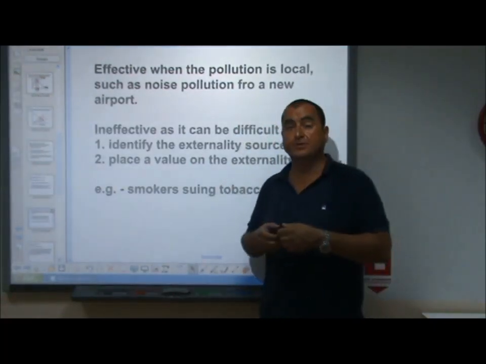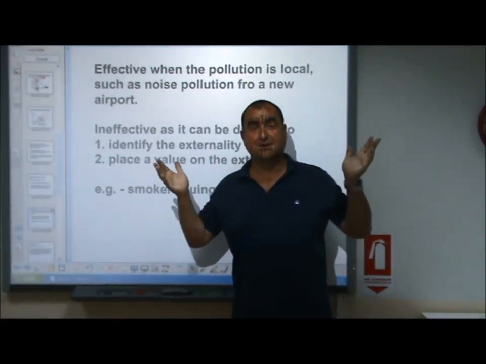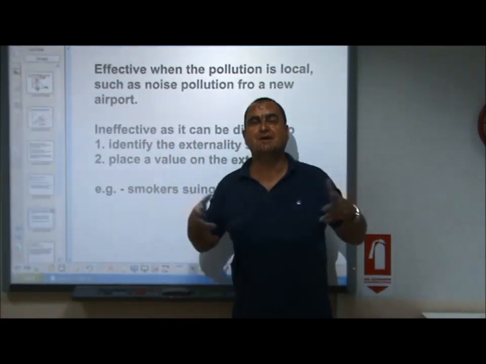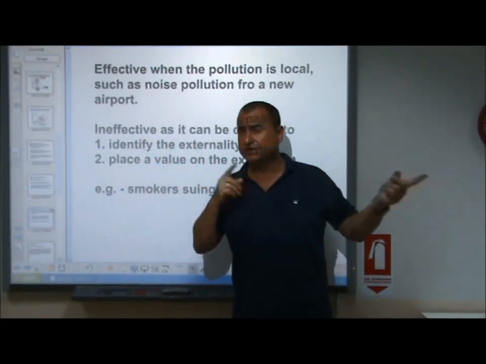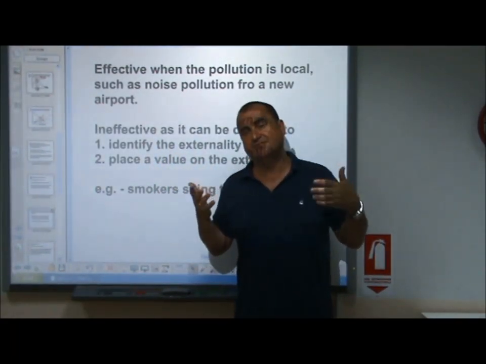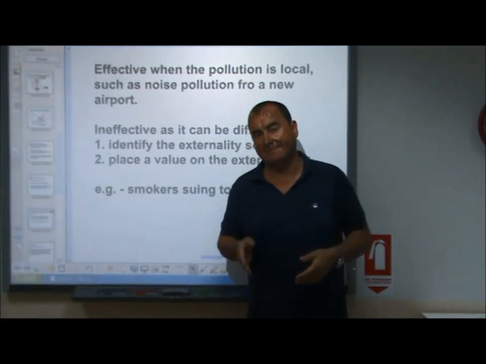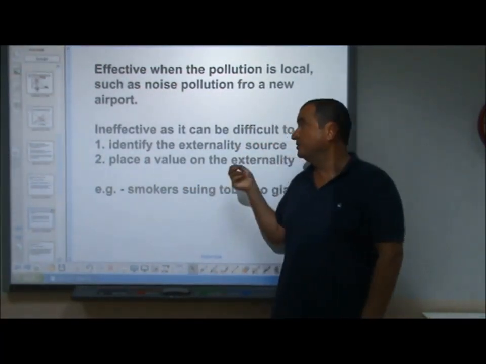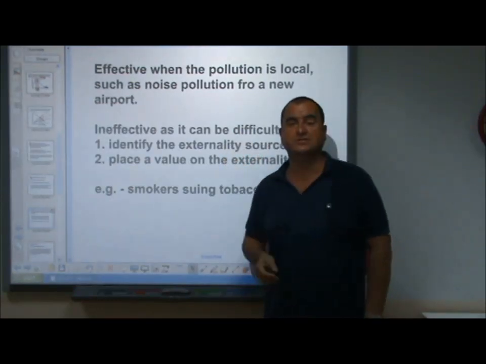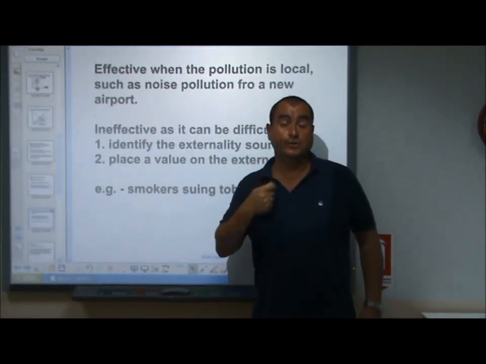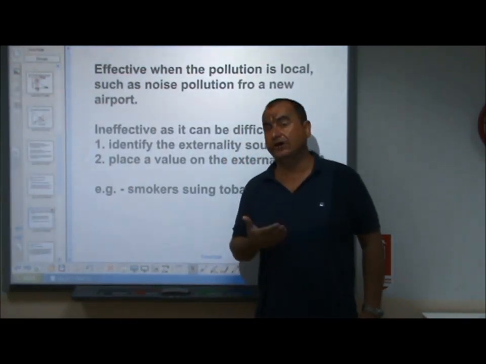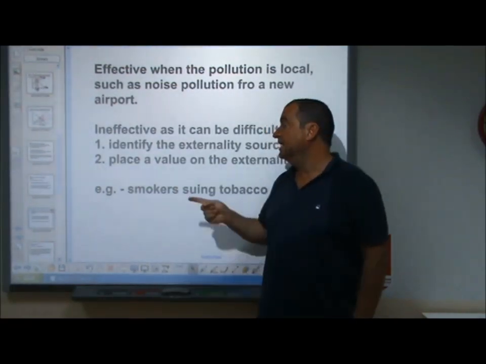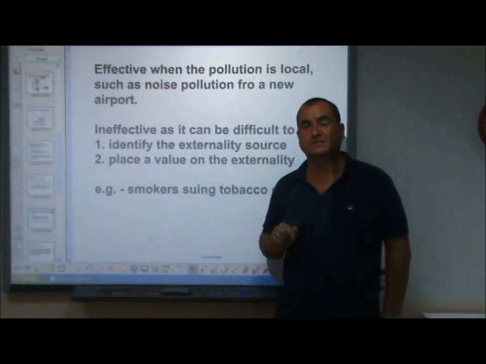Of course, very often pollution may come from other areas, or other atmospheric pollution knows no national boundaries. So atmospheric pollution is a very difficult one to pin down. That's why one of the ways this method is used is with correcting noise pollution, where there is no doubt where the noise is coming from. But even then, how do you place a value on the externality?